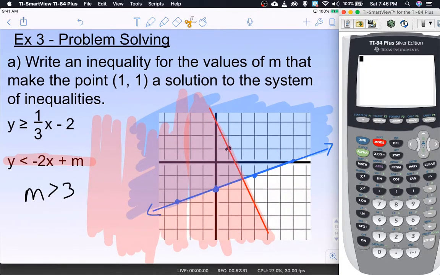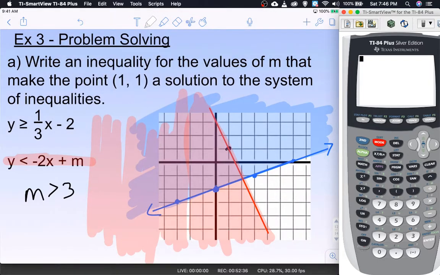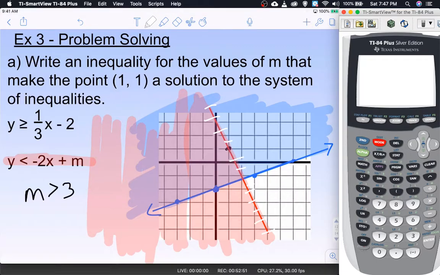Would that be a solution? And before you answer, let me go through and add my dotted lines back in. I know it looks really ugly now because of all the shaded stuff, but remember this red line was supposed to be a dotted line. Is the dot allowed to be on a dotted line to be a solution?